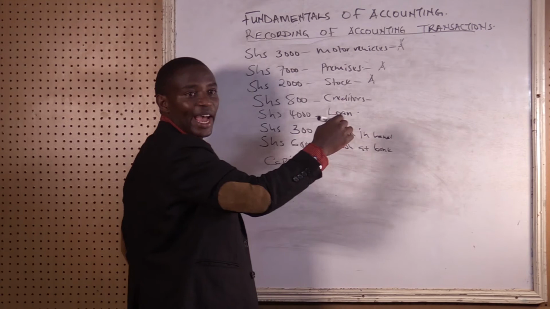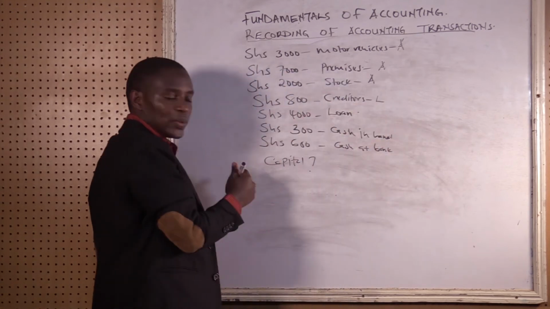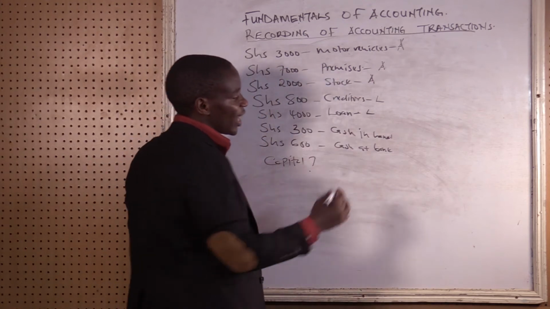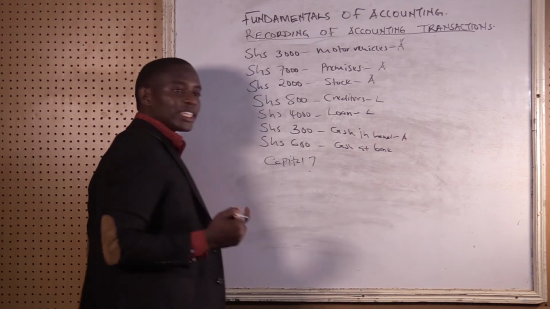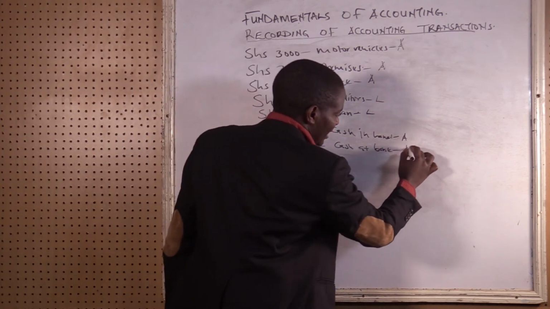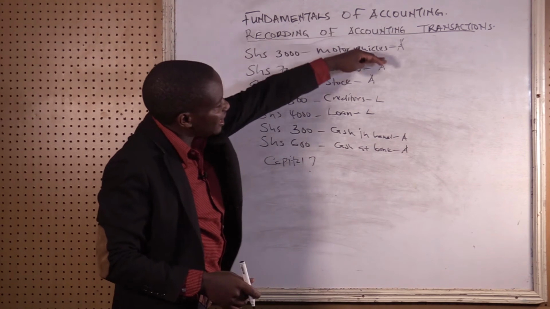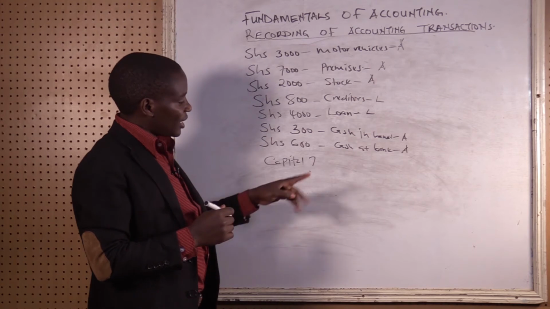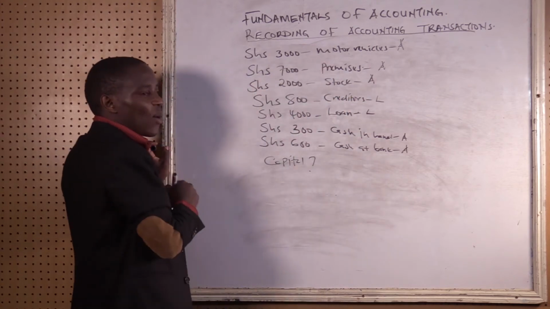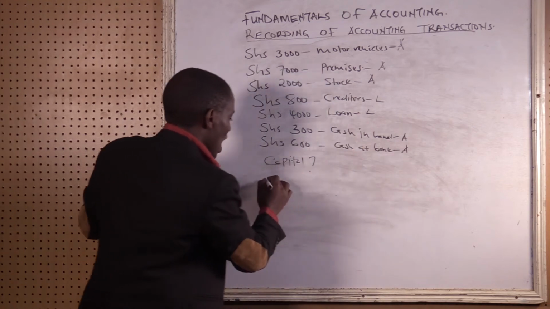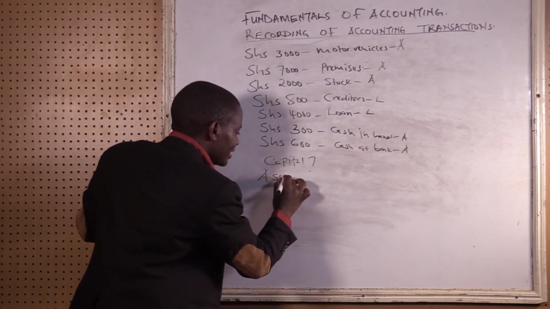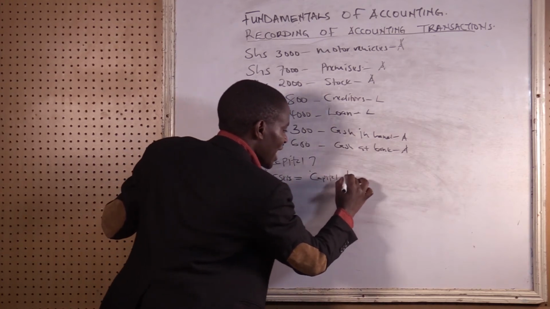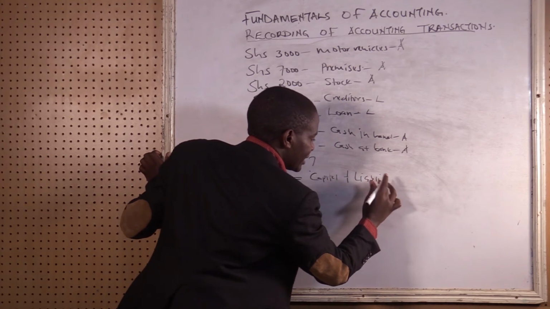And creditors, we say they are what? Liabilities. Loan, we say they are what? Liabilities. Cash in hand, we say they are what? Assets. Cash at bank, we say they are also assets. So after analyzing your figures just like that, what we shall do is now to write our equation. And we said our equation is assets is equals to capital plus liabilities.